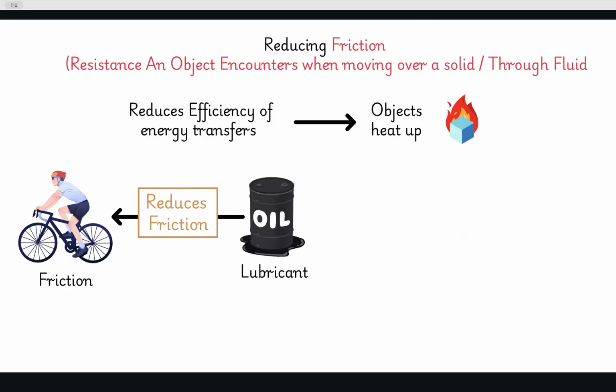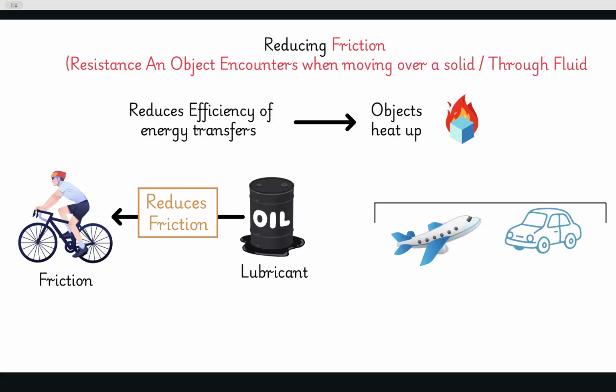If you make planes and cars more streamlined, this also reduces the friction, so less fuel is used to make them more efficient. So this is how reducing friction can also speed up the car. So making things more streamlined or adding a lubricating oil and the like.